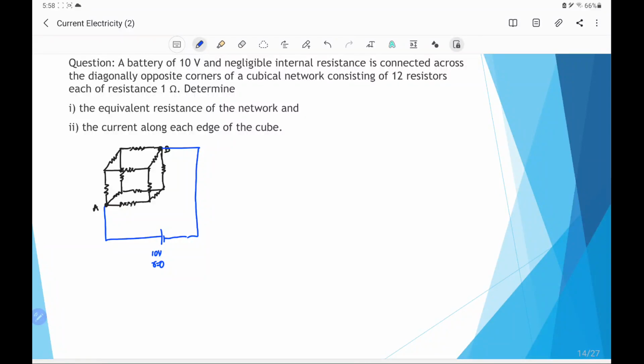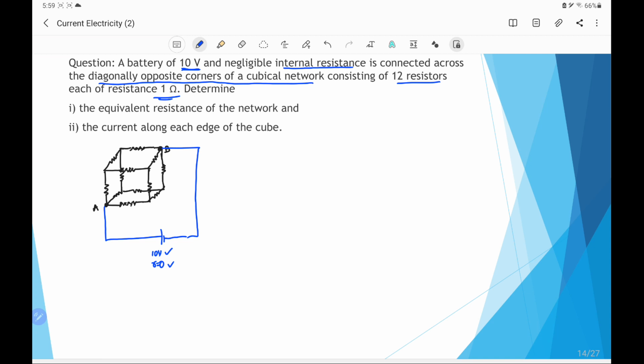Next question is, a 10 volt battery of negligible resistance is connected across the diagonally opposite corners of a cubical network. So A and B are the diagonally opposite corners. The network consists of 12 resistors, each of resistance 1 ohm, placed at the edges of the cube. We have to find the equivalent resistance of the network and the current along each edge of the cube.